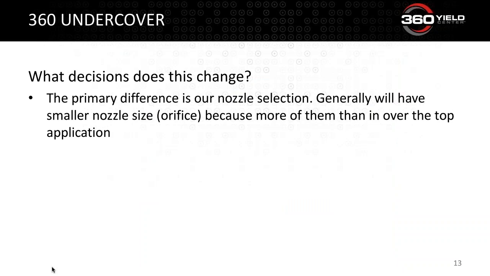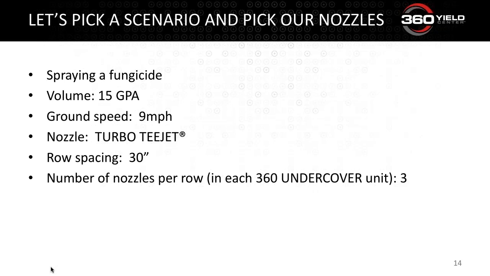A lot of you and a lot of your customers have been selecting nozzles for years, but what is it that we've really changed? Well, the primary thing we've changed is our nozzle selection. Generally, we're going to have a smaller orifice size because there's more of them. As I described a while ago, we typically are running more nozzles on that boom than we were in our traditional over-the-top applications. And so that is going to change the orifice size. It may change the nozzle itself, but really the nozzle itself is based more on the product we're spraying, not how we're spraying it. The orifice size is because of the number of nozzles that we have on that application.